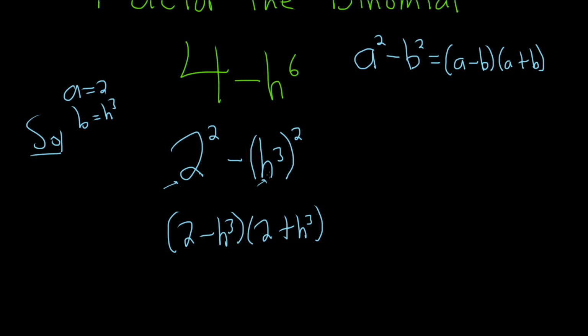So it's the first one minus the second one, then times the first one plus the second one. And that's it. That would be the final answer to this problem.